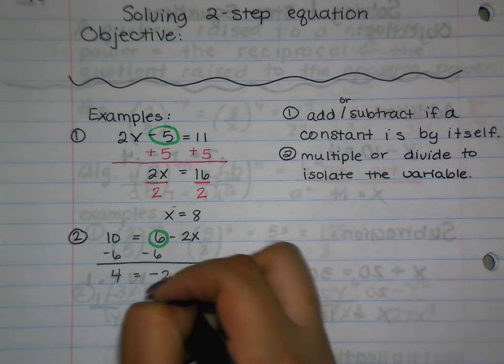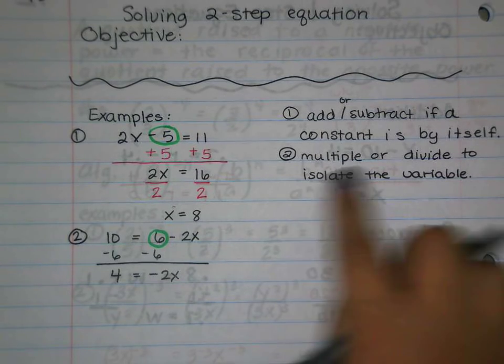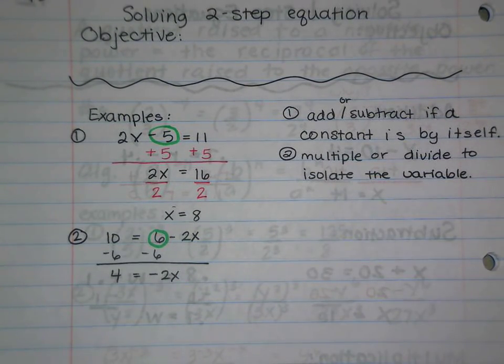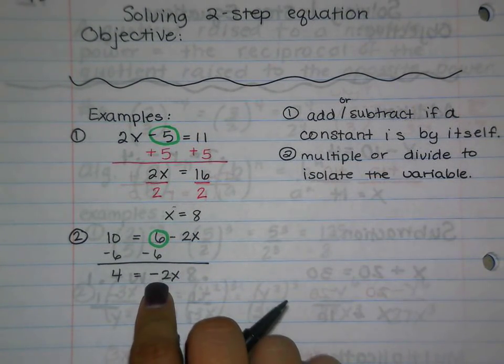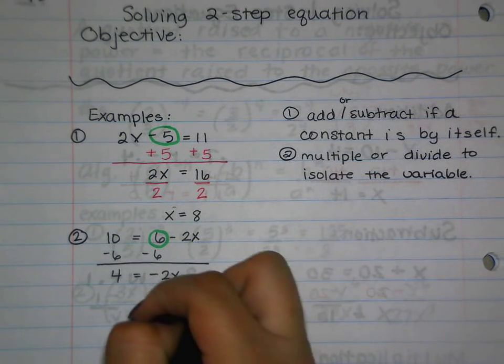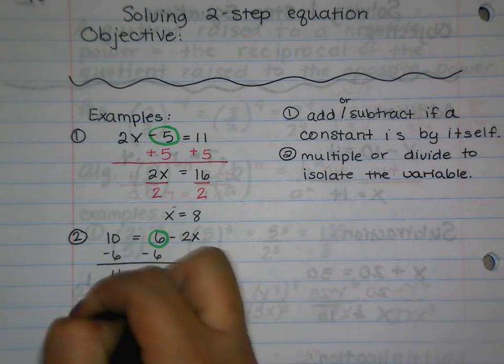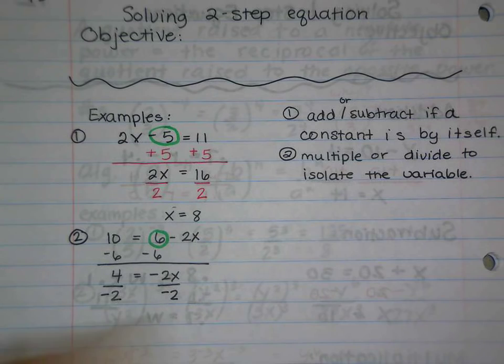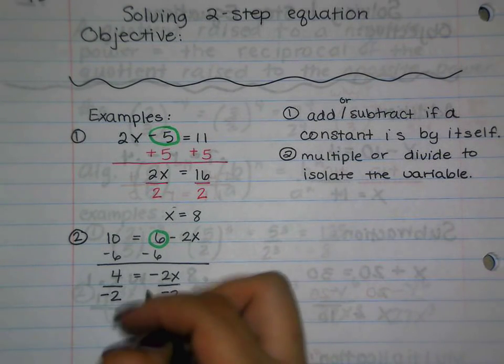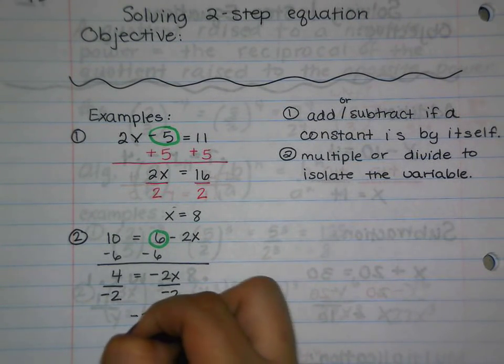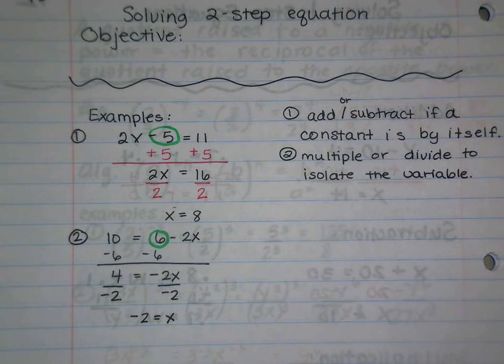to negative 2x. And then we're going to multiply or divide to isolate the variable. Well, a negative 2 is attached to the x by multiplication, so we're going to divide both sides by a negative 2 to undo the multiplication, which leaves us with a negative 2 equal to x, and that is our answer. Okay, remember when we're putting it into Canvas, we're always going to put the variable on the left side.